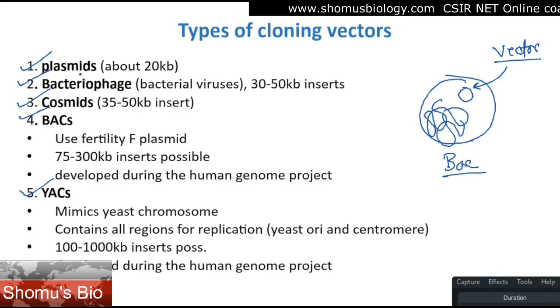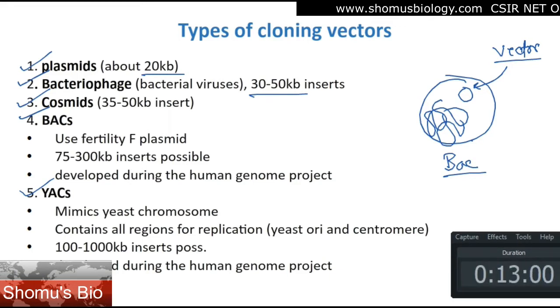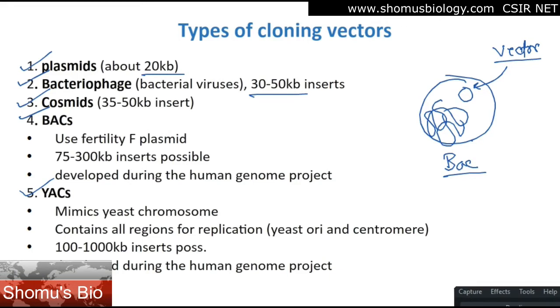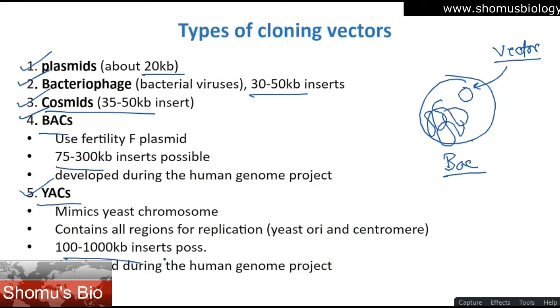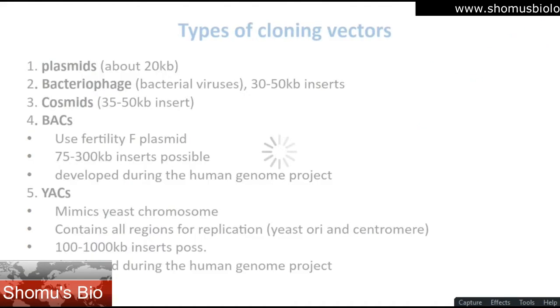Now why such a difference? Plasmids are about 20 kb in total length. Bacteriophage is about 30 to 50 kb. Cosmids can be 35 to 50, similar to the bacteriophage, but we use cosmids for a different reason. BAC means bacterial artificial chromosome; 75 to 300 kb inserts are possible. YACs, 100 to 1000 kb inserts are possible, and even more than 1000 in other occasions.